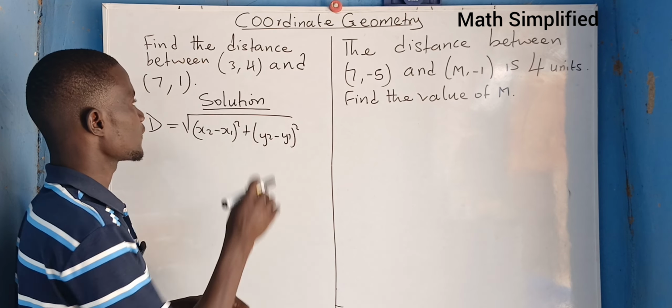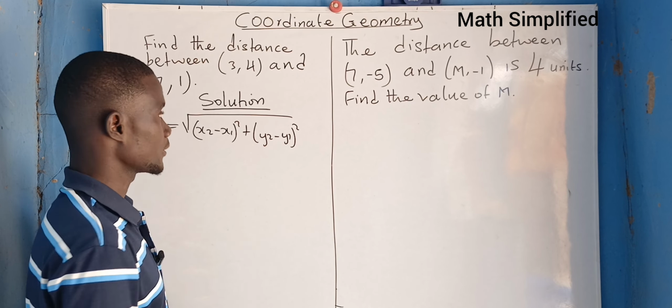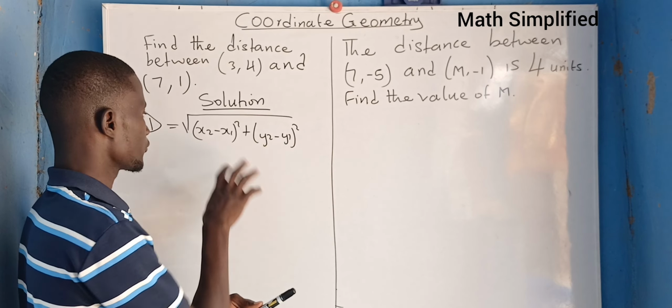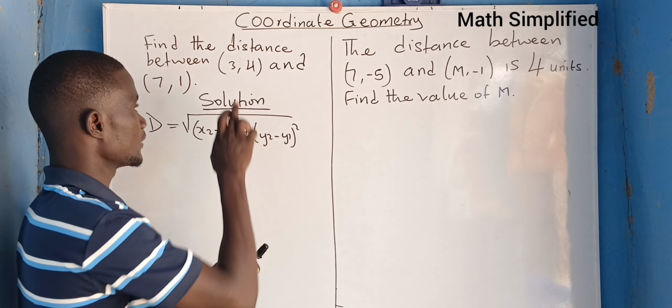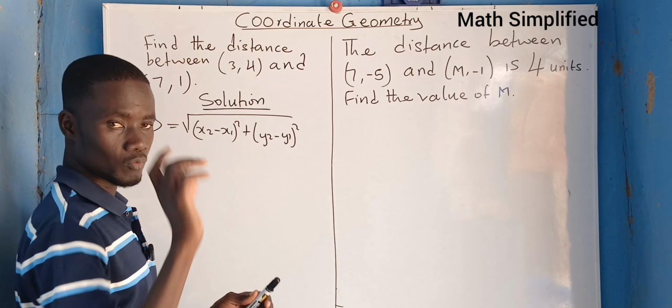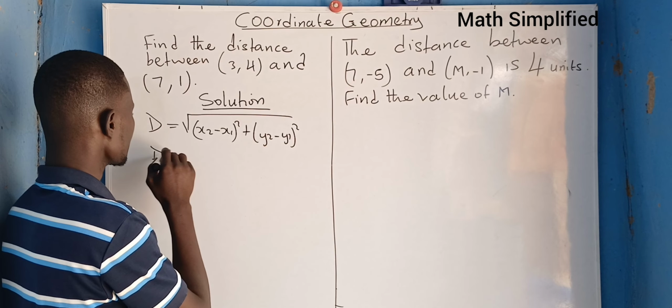The first point becomes x1 and y1. The second point becomes x2 and y2. So you fix them into the values. The first number is the x value and the second one is the y value. Okay, so here let's proceed.